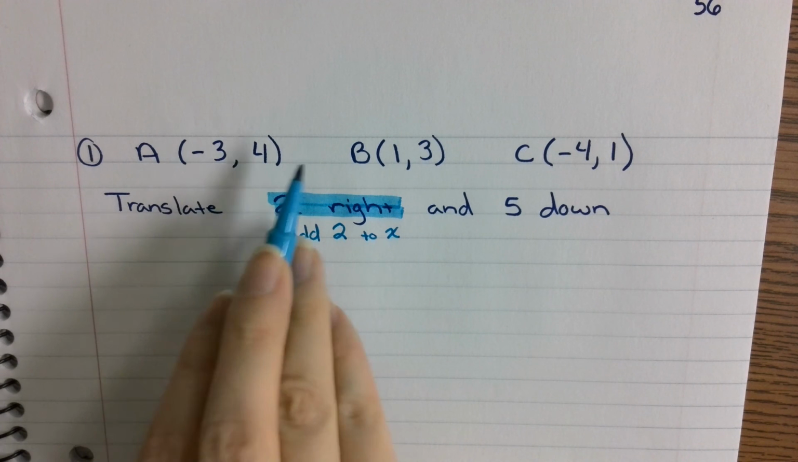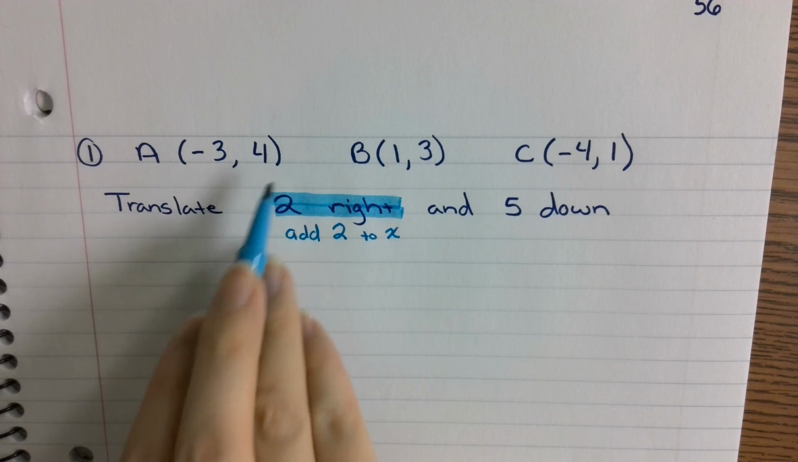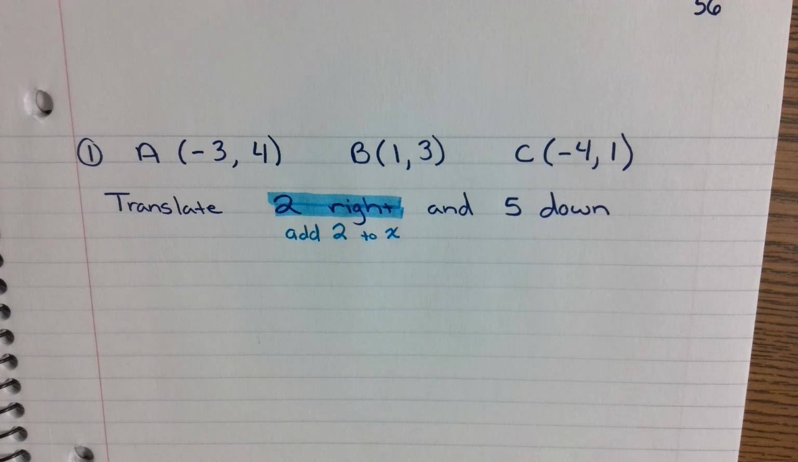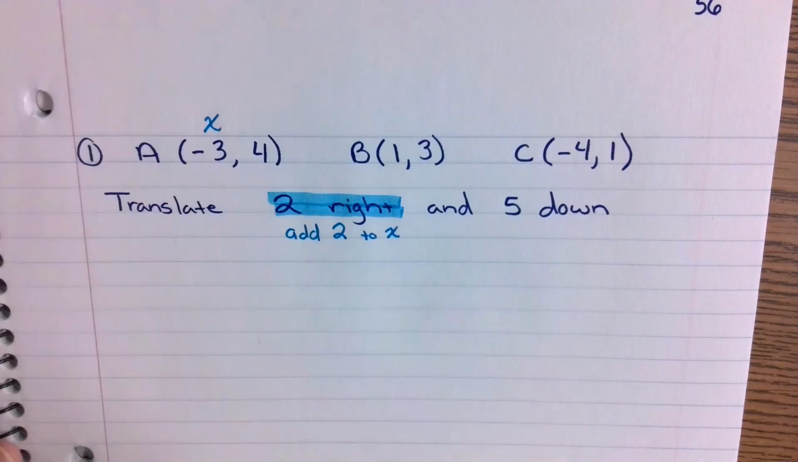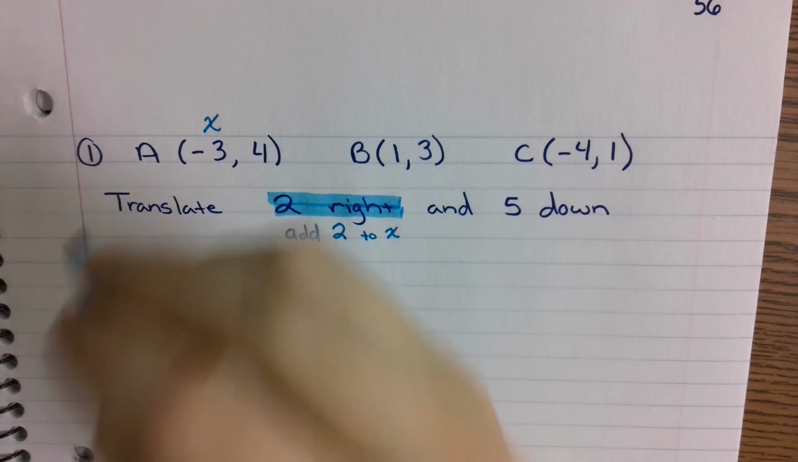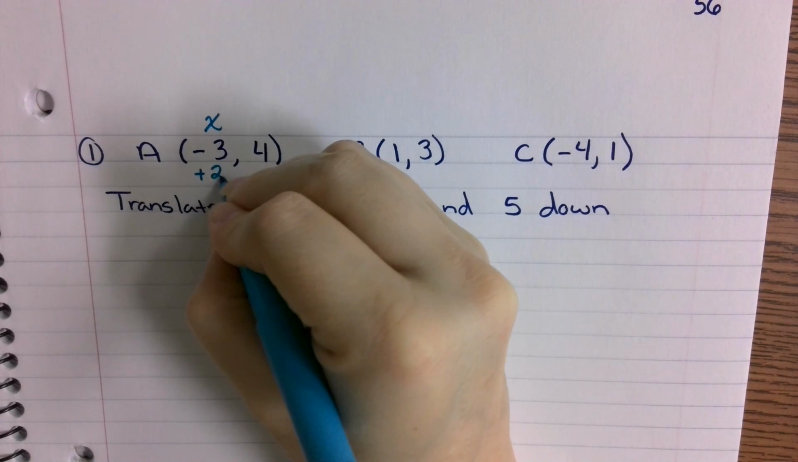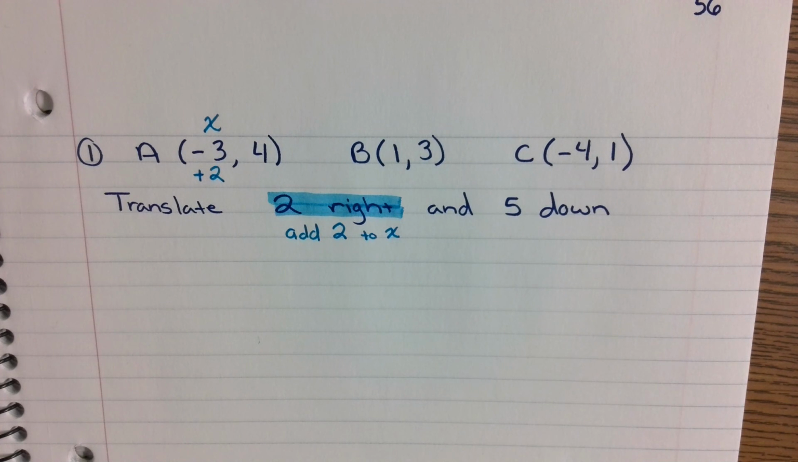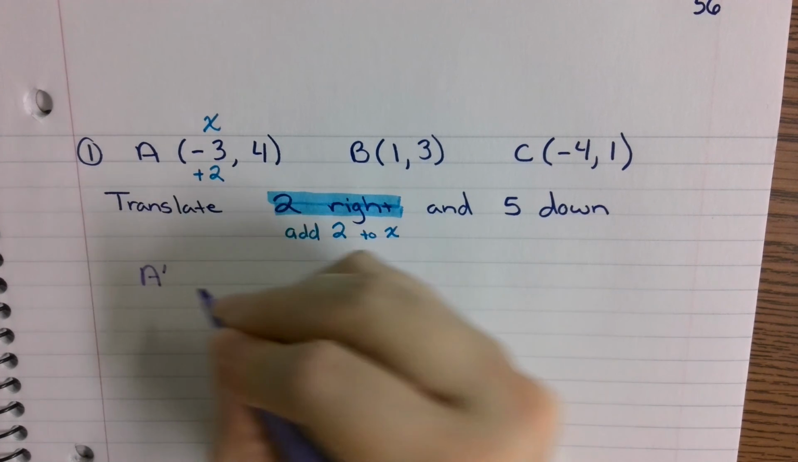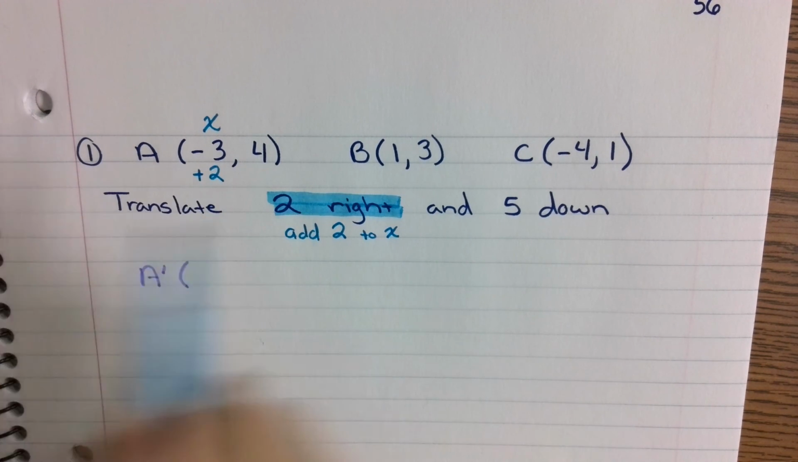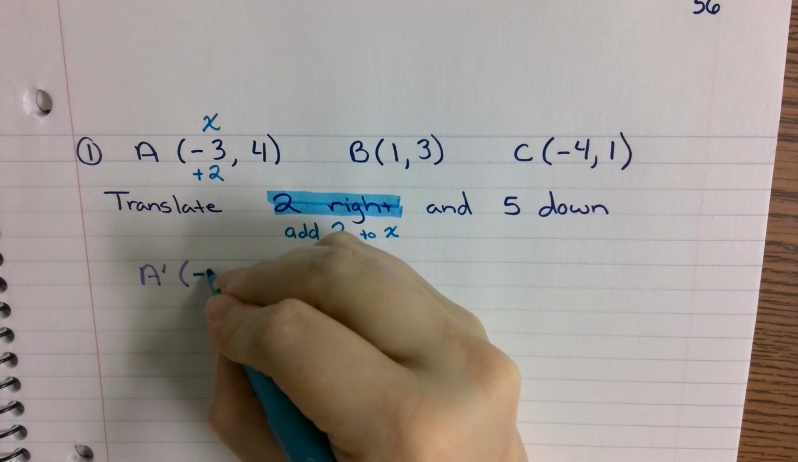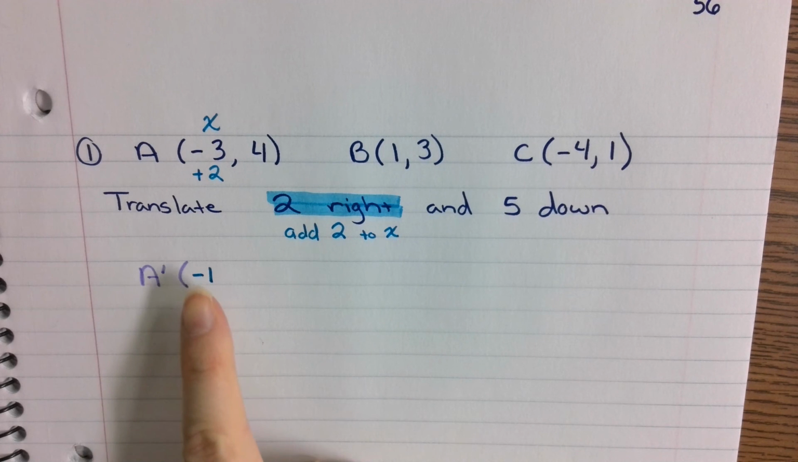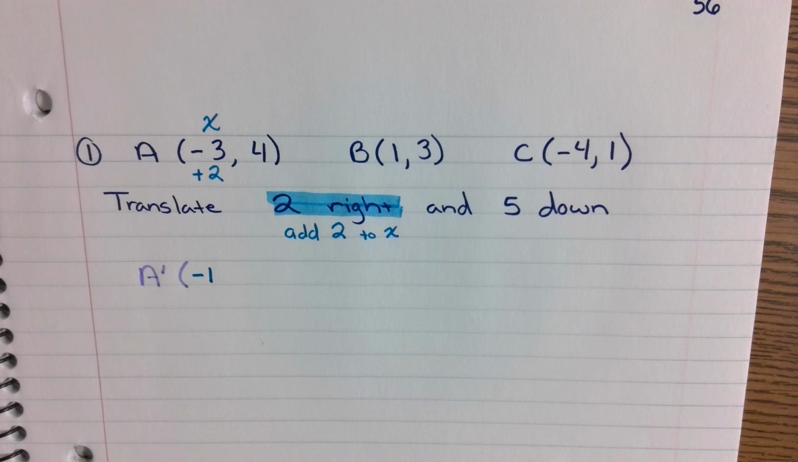Okay, for point A, which one of those numbers is my x value? -3. Guys, go ahead and just share it out, don't be shy. My x value is my -3. So I'm going to add 2 to that -3. And by doing so, my A prime x value is now going to be what? What's -3 plus 2? -1. So my new A prime x coordinate is -1.